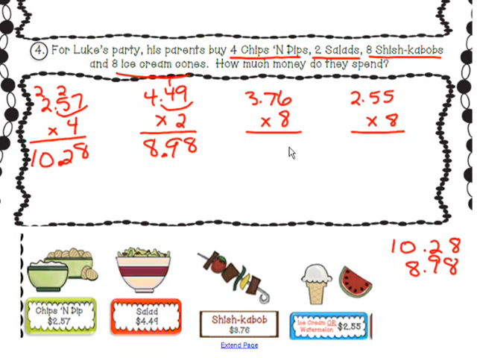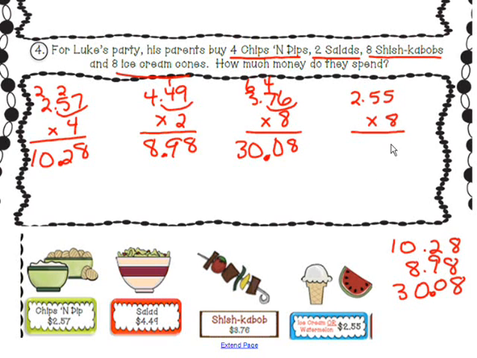8 times 6 is 48. Put my 8, carry my 4. 8 times 7 is 56, 57, 58, 59, 60. Write the 0, carry the 10. 8 times 3 is 24, plus 6 more is 30. Count over 2 decimal points, and I'm going to add that $30.08 down here. Last one.